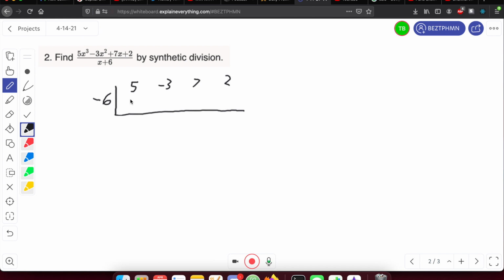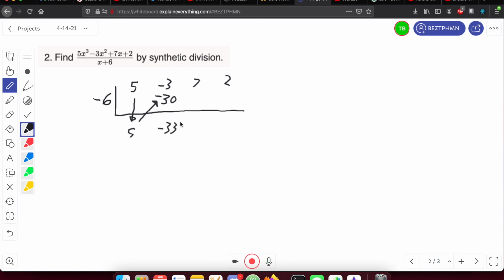Since there's nothing here, it's basically a 0 underneath here, we're just going to drop our 5 down. Now we're going to multiply negative 6 times 5 and put it up below the negative 3, the next term in the list. Negative 6 times 5 is 30. Sorry, negative 30. It's important. We're going to add these two terms. Negative 3 plus negative 30 is negative 33.